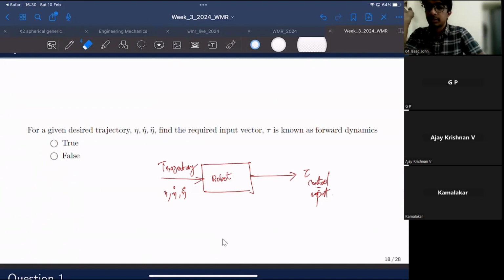Can anyone answer this? It's inverse. Yes, Ajay Krishnan has said this is inverse. So in that regard, this is an inverse problem. I think two of you have responded that it is an inverse problem.